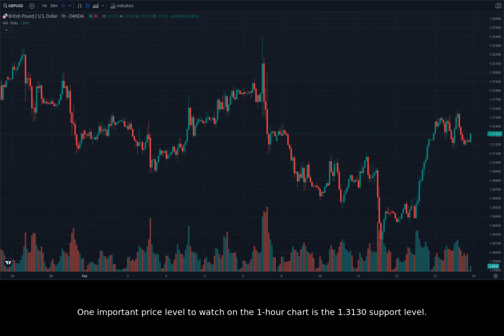One important price level to watch on the 1-hour chart is the 1.3130 support level. If the price breaks below this level, it could suggest a bearish trend. On the other hand, holding above this level could indicate a potential continuation of the bullish trend. The 1-hour chart provides a more dynamic view of GBPUSD's movement compared to the daily chart.